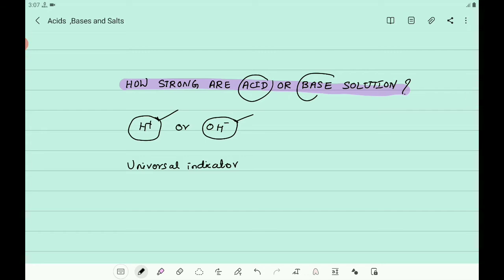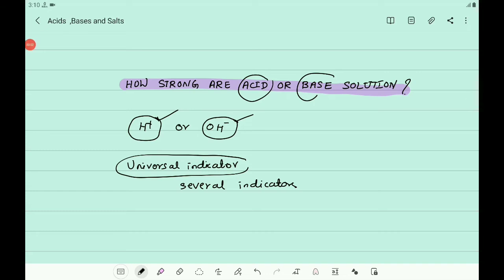What is that universal indicator? It is a mixture of several indicators. The universal indicator shows different colors at different concentrations. Here, acid-base indicators give a single color in one acid and in one base, but this universal indicator changes the color according to the concentration of hydrogen ions in a solution.